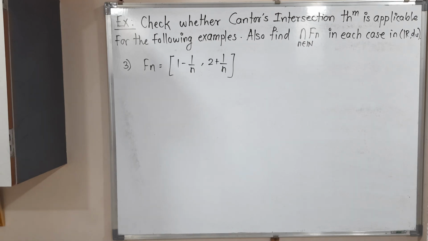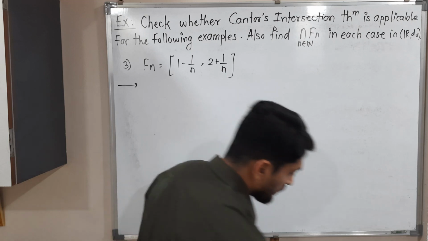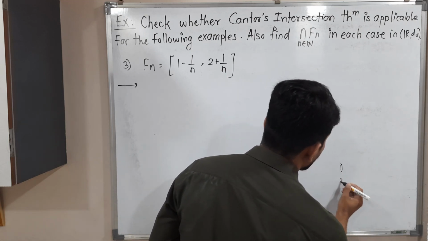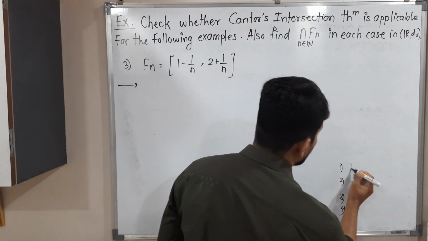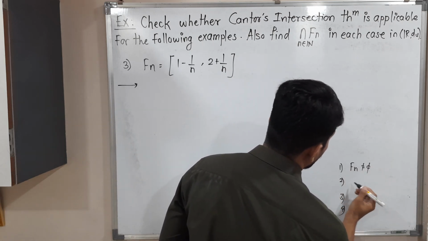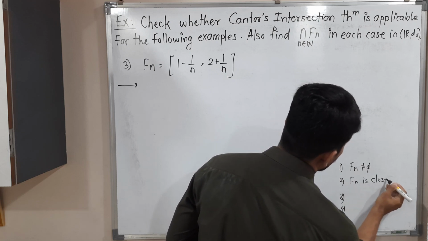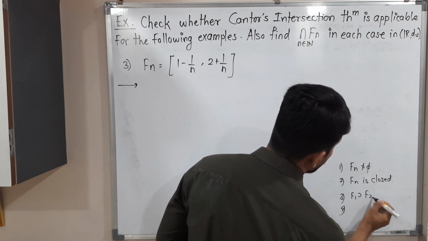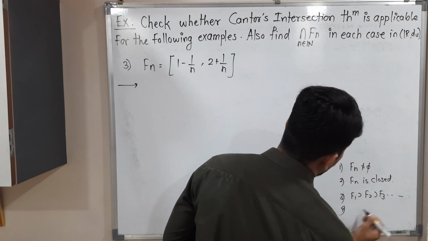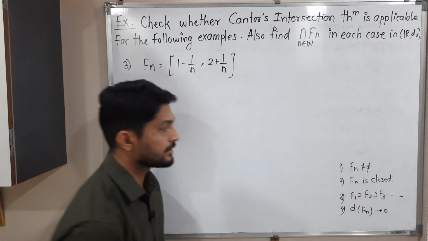So let us discuss this third example. In the third example also we have to do the same thing. This is the given set. We have to check whether Cantor's intersection theorem is applicable or not, which has four conditions. First, each Fn is non-empty. Second, each set Fn is closed. Third, it is a decreasing sequence. Fourth, the diameter of Fn tends to 0. This is the fourth condition.